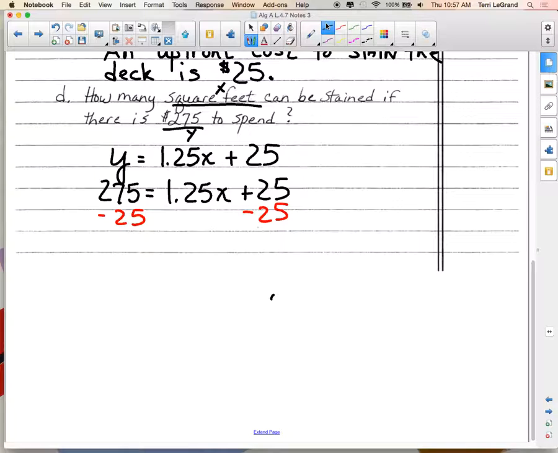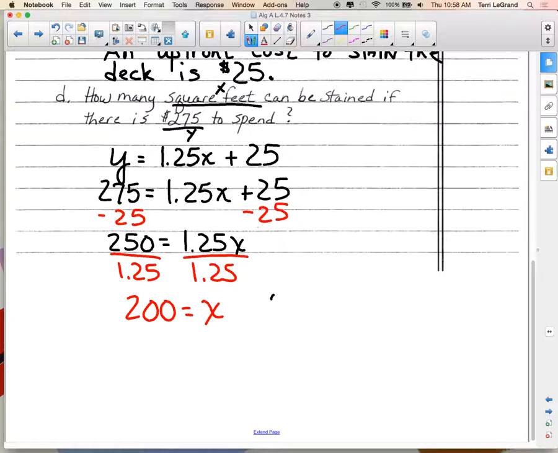What does the left side become? 250. 250. Now what do we do? Divide by 1.25. Kind of like saying, how many times can you take $1.25 out of $250? A few. That should equal 200. So 200 equals x. And that's, remember, x is representing what? Dollars or square feet? Square feet. So let's just put that underneath it so we remember that, because now we'll write our sentence.